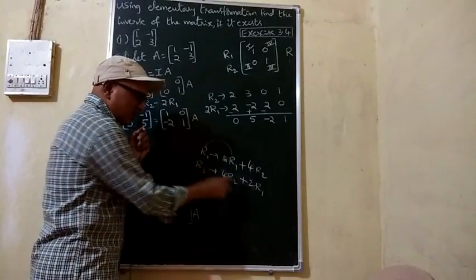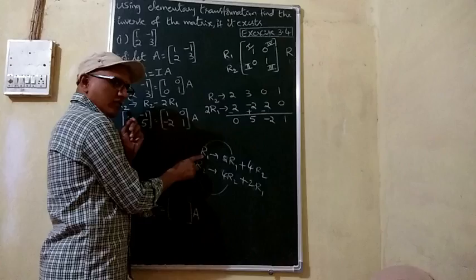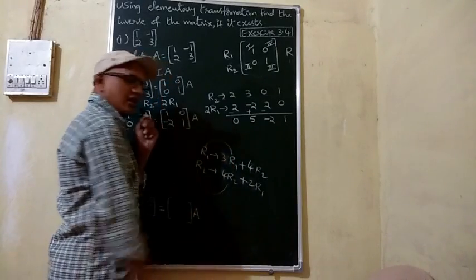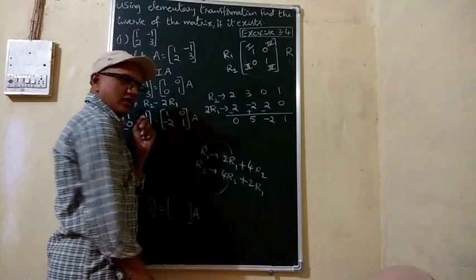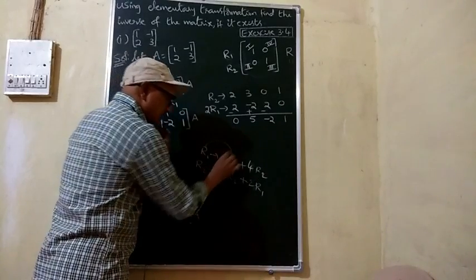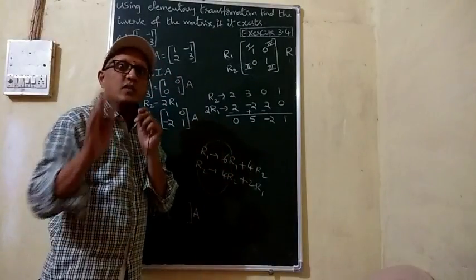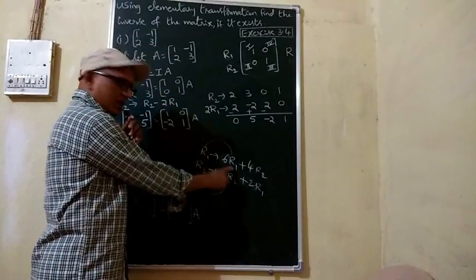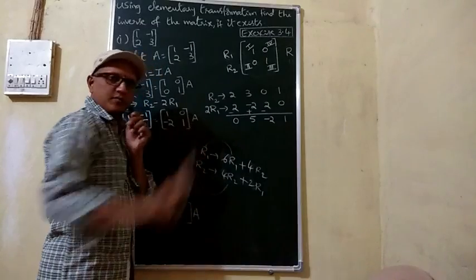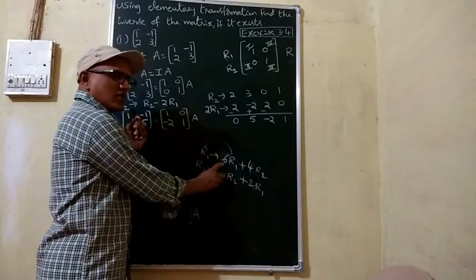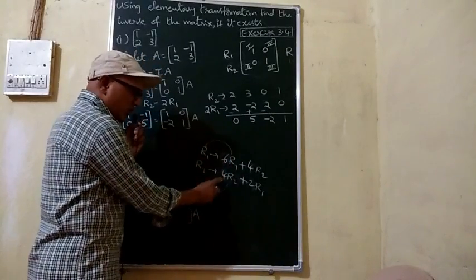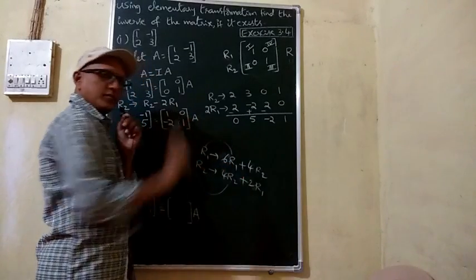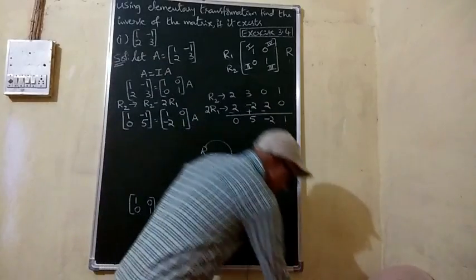You are writing R2 here means R2 should be in the beginning. You are writing R1 here means you have to write R1 in the beginning. It may be 3R1, 2R1, 5R1, 6R1. That is your wish, depending on the situation. You are writing R1 means R1 should be here; R2 means R2 should be here. Okay? Clear? Right.